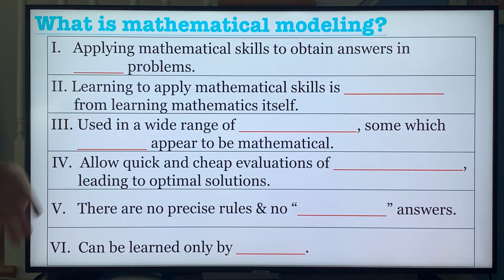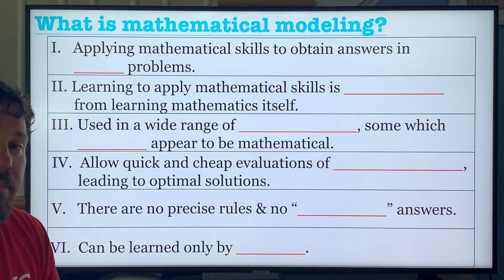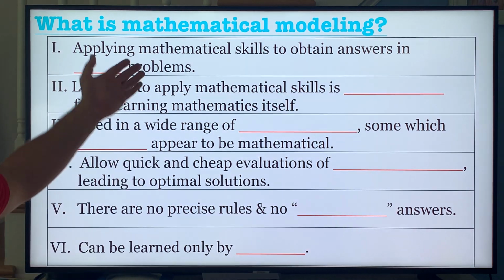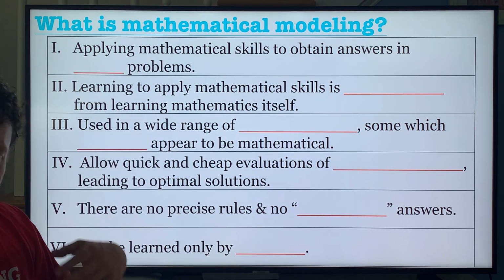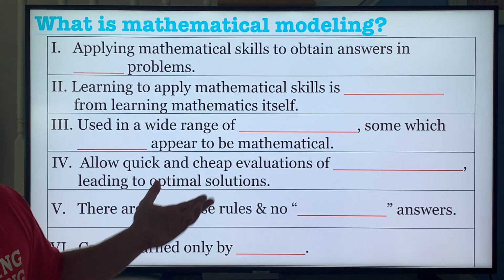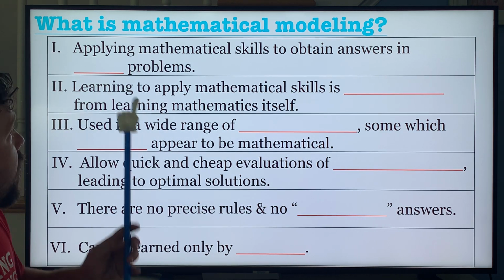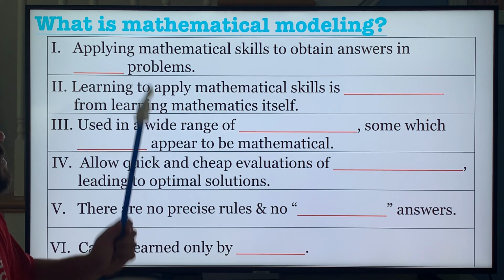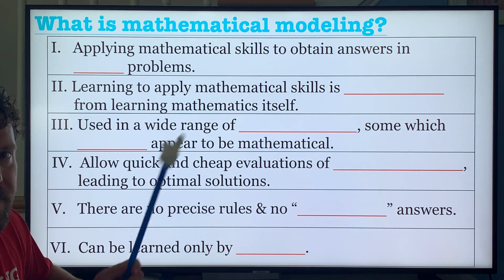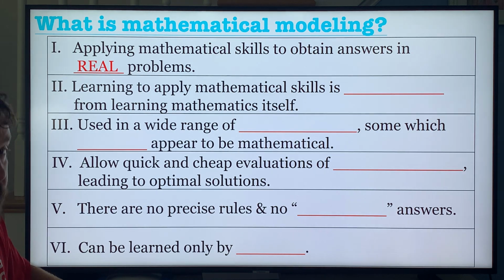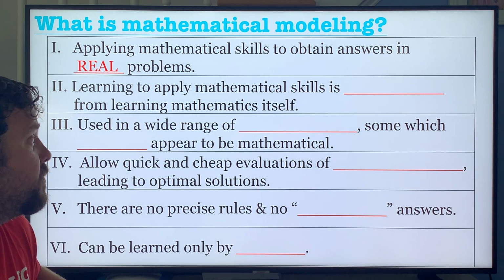So let's start. First thing, what is mathematical modeling? Ready? We're going to do what we did before. When I point to the camera, you're just going to yell out your answer, even though you're by yourself or with a friend. Just try to get the right answer. If you get it wrong, no one's going to know, unless you're with your friend. All right, so first one: applying mathematical skills to obtain answers, and what type of problems do you think you use modeling for? If you said real problems, you are correct. So, real life problems.